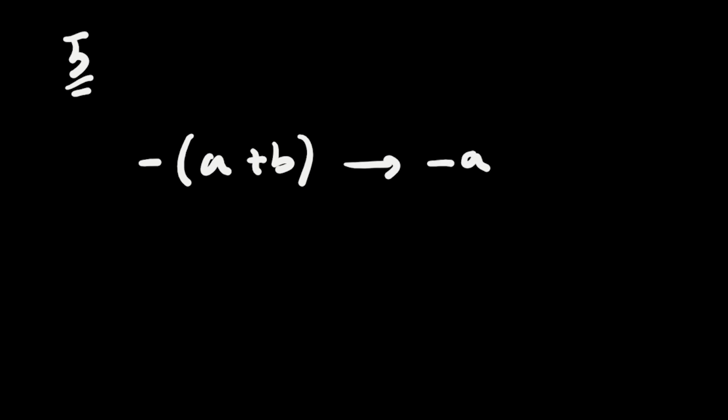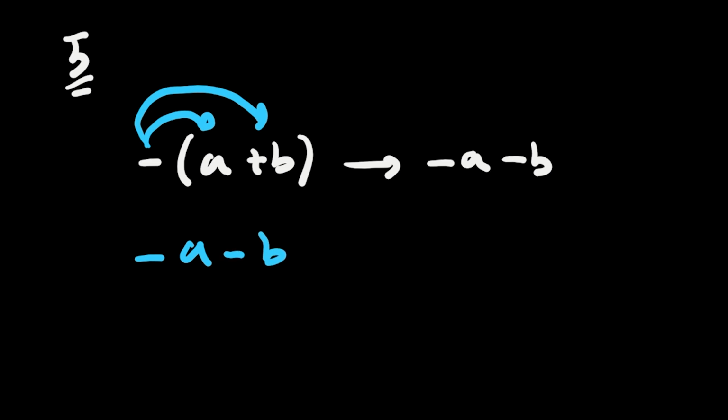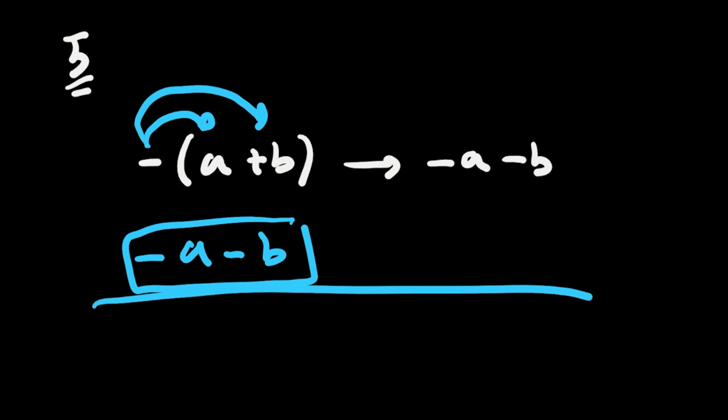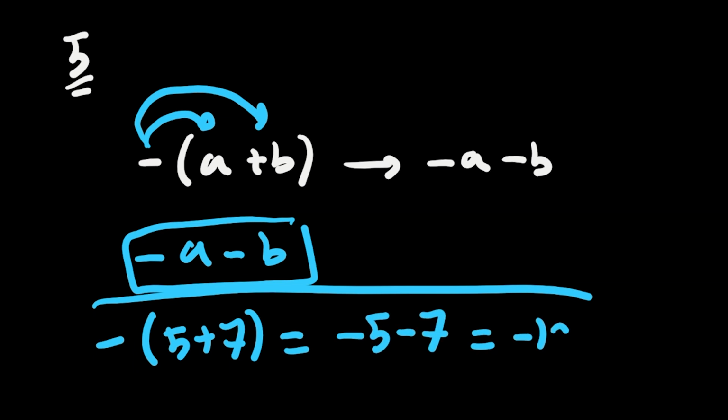Let's see another property. Minus a plus b is nothing but minus a minus b. We are distributing this minus. So minus multiplied by a will be minus a, and minus multiplied by plus b will be minus b. We can see an example. We have minus 5 plus 7. That would equal minus 5 minus 7, and that would equal minus 12.